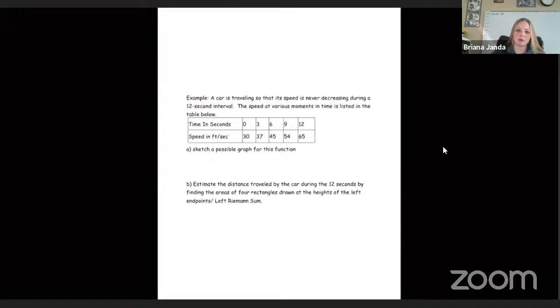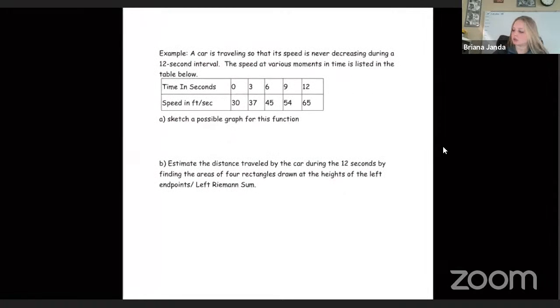Our first example, I'll read through it slowly so those that don't have note sheets can get that jotted down. It's talking about a car traveling so that its speed is never decreasing, which eventually is going to be important to us, but they throw that in there so that what we are doing will never be wrong. Its speed is never decreasing during a 12-second interval. The speed at various moments in time is listed in the table below. The thing you're going to notice is a big change from what we were doing. What we saw a little bit at the end is that we're just going to practice a little bit more of these estimations from a table of data.